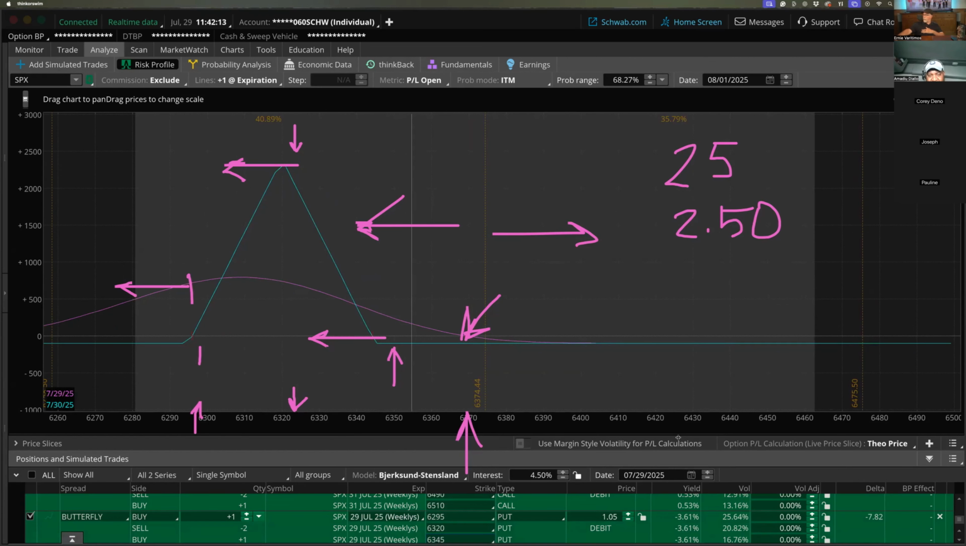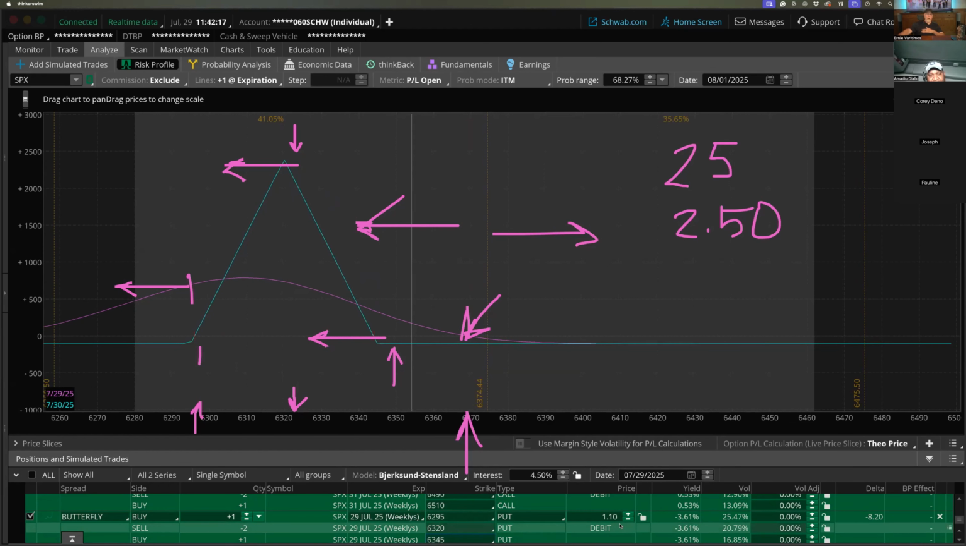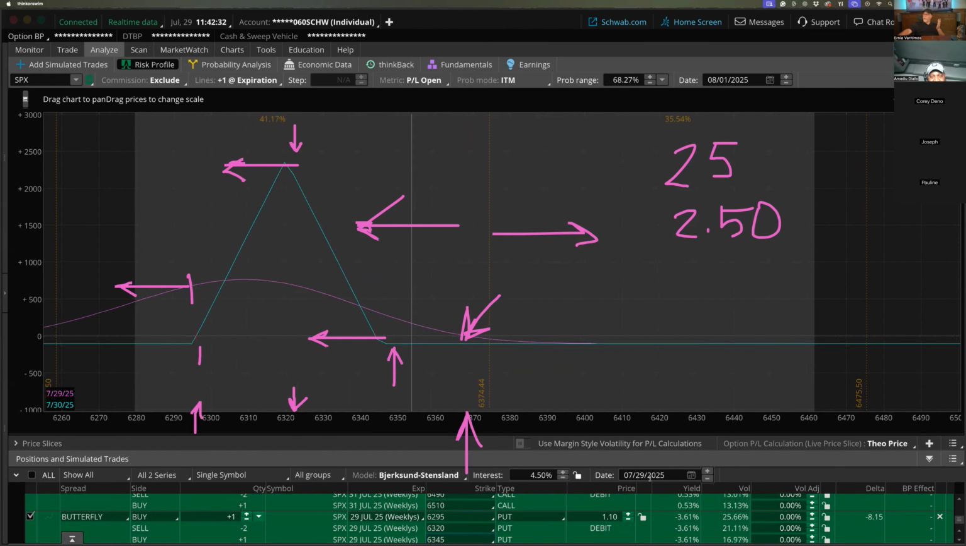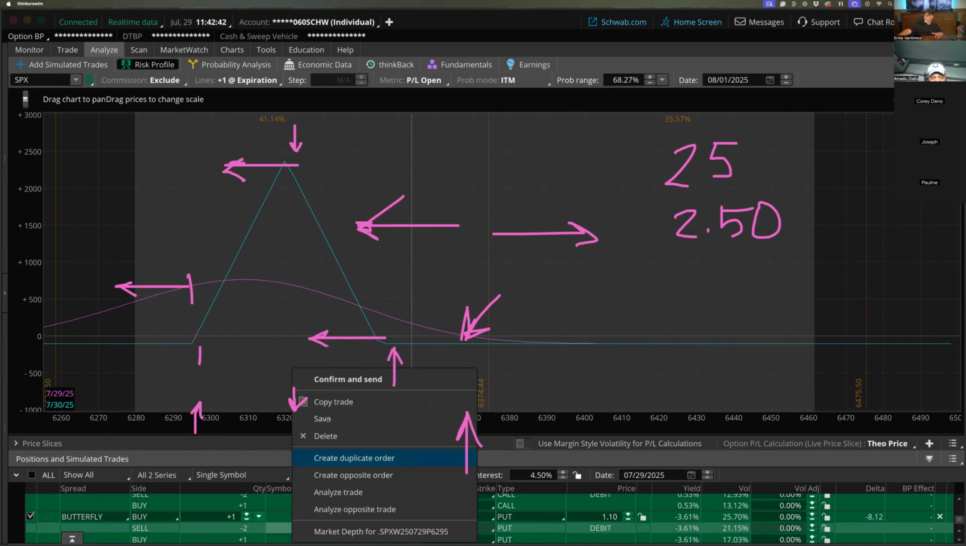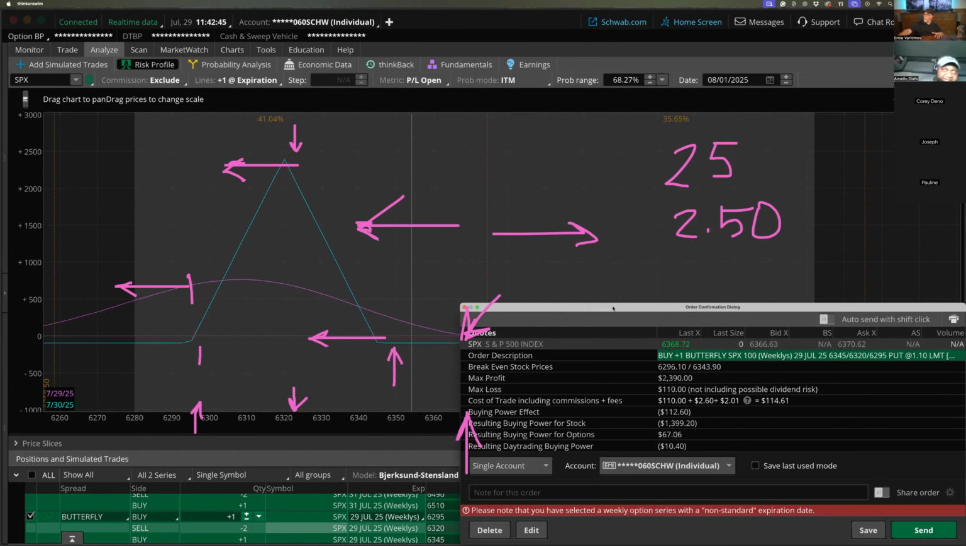Now the price comes back down to almost 110. It was $1.40, and now it's down to 110. I didn't make it below my dollar, but that might still be okay. So that's how we do it. Once I'm satisfied with it, I simply go anywhere inside the green area of the definition, right click, and choose confirm and send. That's it, and it's in the market.